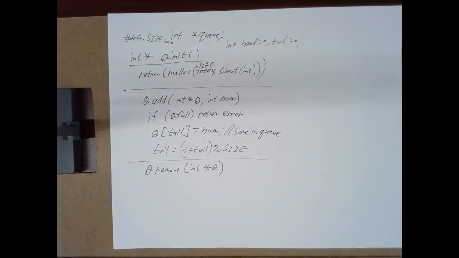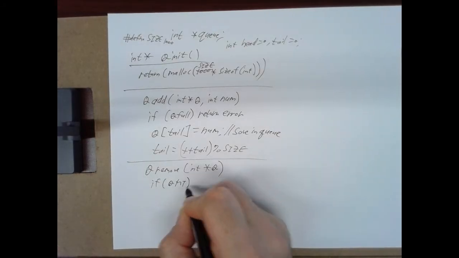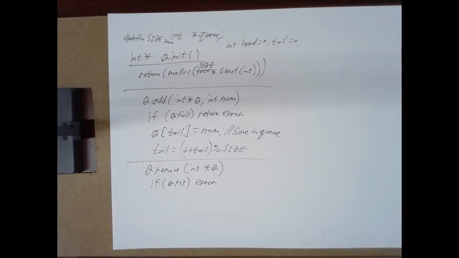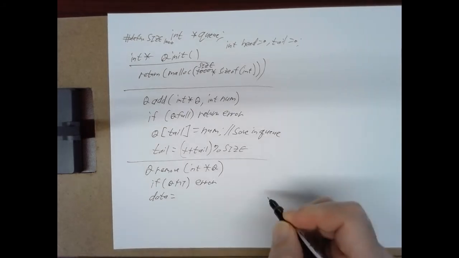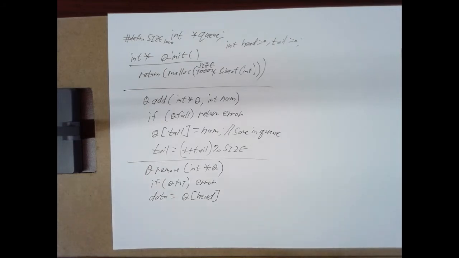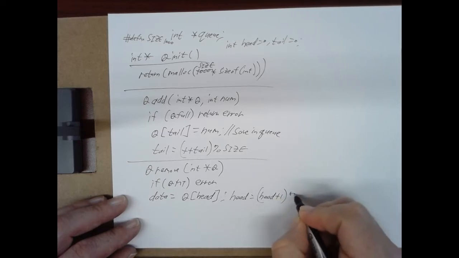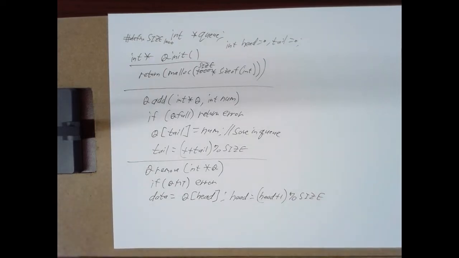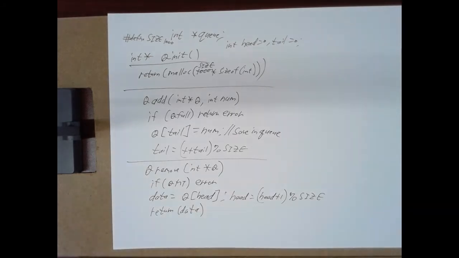So queue remove: you pass it your queue array, and it should return a value. If queue empty, then there's some sort of error response. Otherwise, save your data. Your data is going to come from the queue at index head, and then increment your head, reduce it modulo the size of the queue. That's your new head, and then return your data. You can do these in one step if you really want, but it makes the code kind of gobbledygookish.